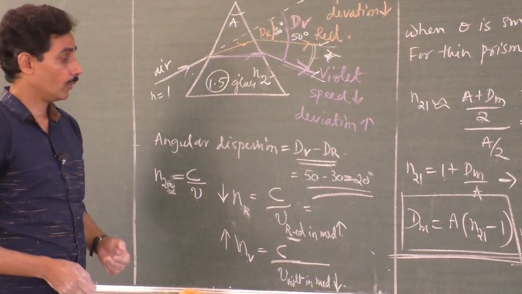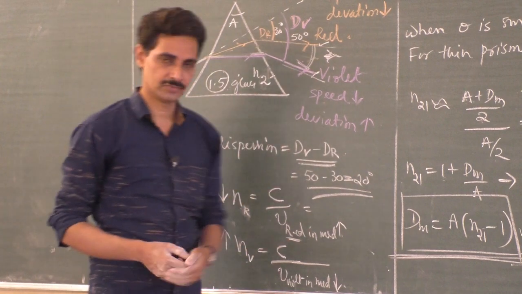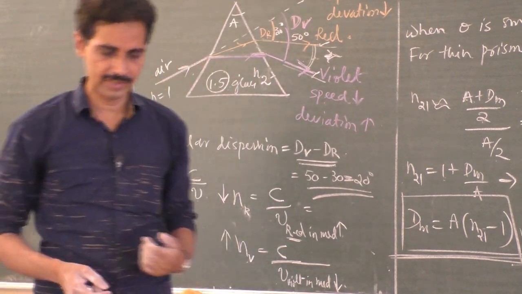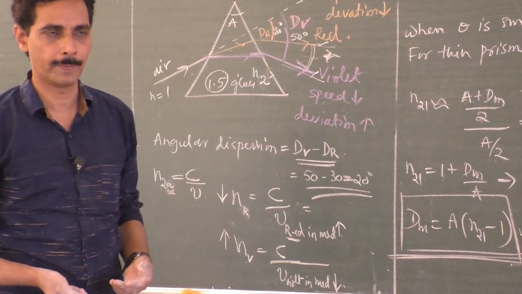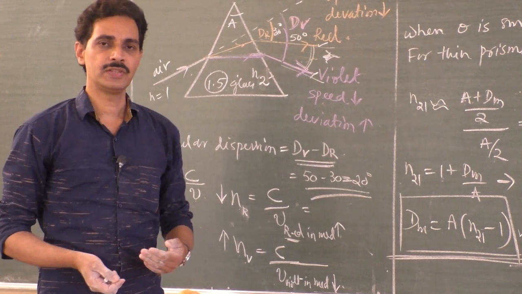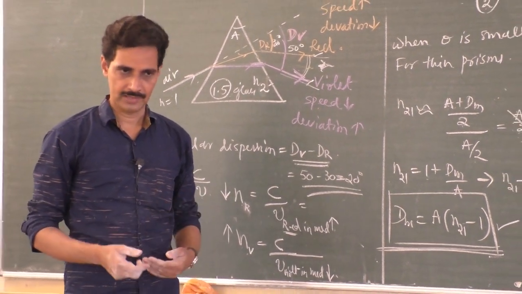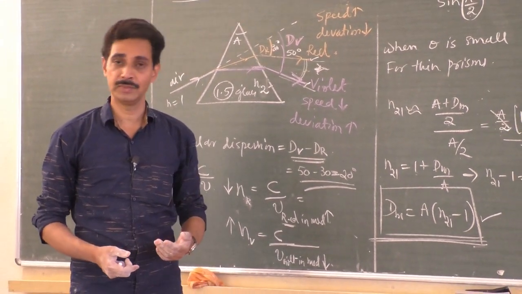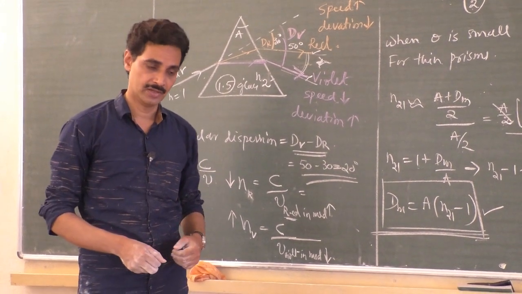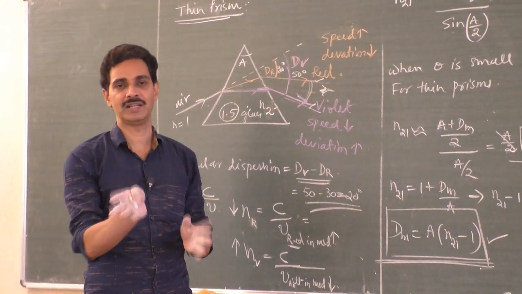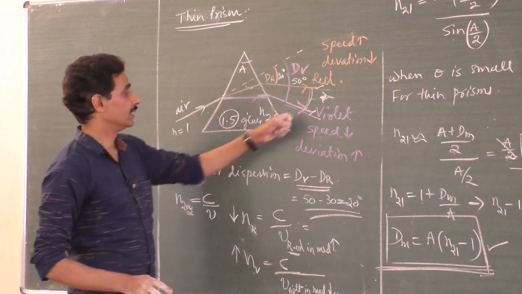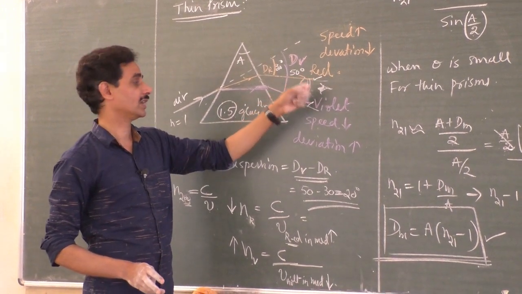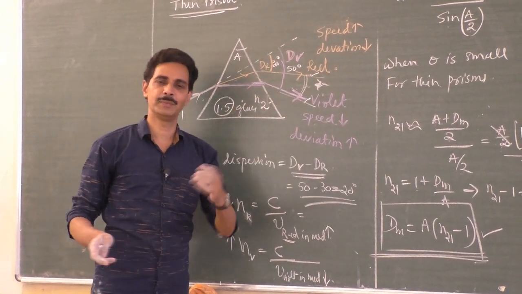So what is the reason for dispersion? Very simple. When a ray of light travels from air to any medium, the velocity of different colors in the medium are different. Hence the refractive index of the medium is different for different colors. So different colors bend to different angles. So we get different colors in different positions. Hence the dispersion occurs. Very simple explanation.